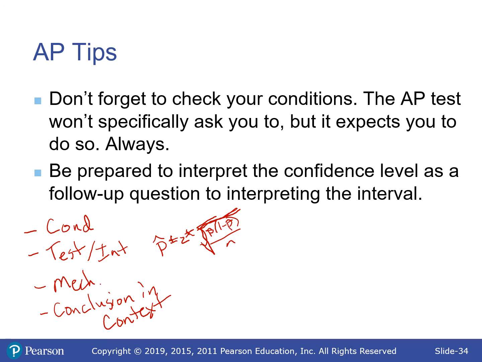And then be prepared to interpret the confidence level as a follow-up question to interpreting the interval. Sometimes it breaks it up into part A and B. Sometimes it just says find a confidence interval, or estimate the population proportion. And so you do the confidence interval. But those 4 things are there. You can number them 1, 2, 3, 4 too when you're doing this. I've seen AP tests that it's just numbered. 1, check conditions, and then they check their conditions. 2, identify the procedure. It's a one proportion z interval. 3, mechanics. This is the interval. 4, conclusion. I'm 95% confident that blah, blah, blah.